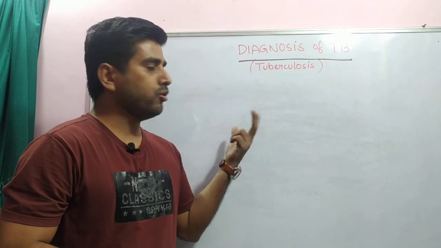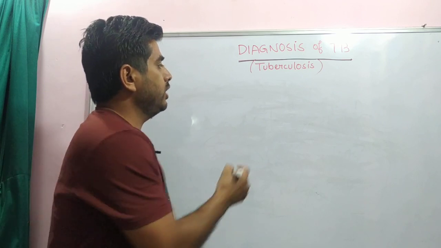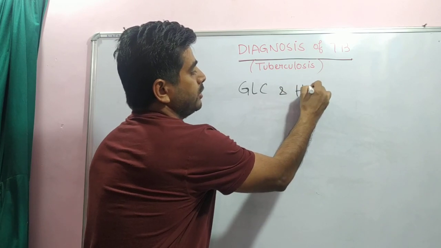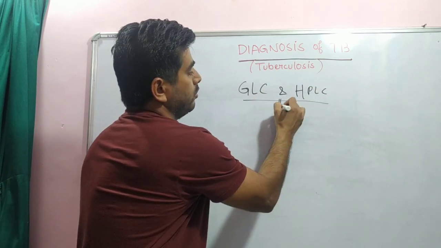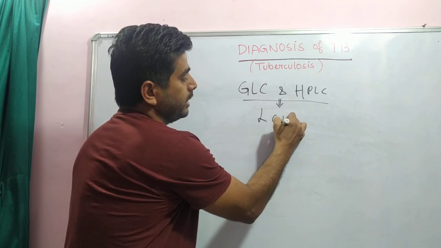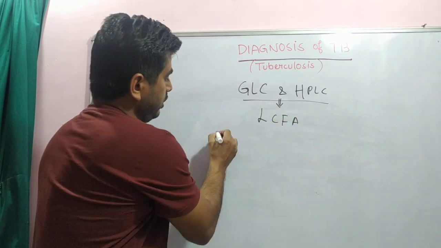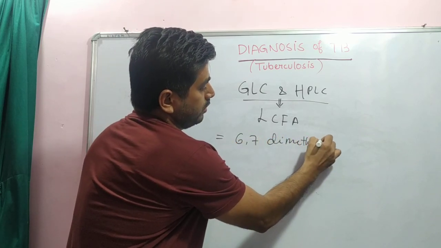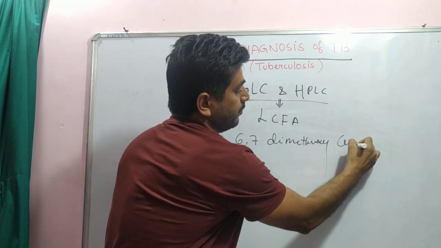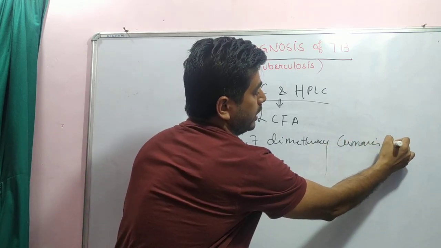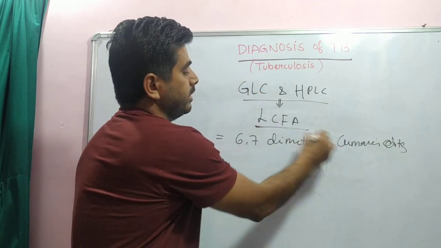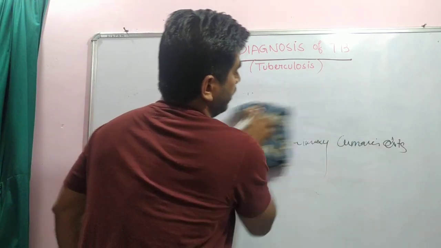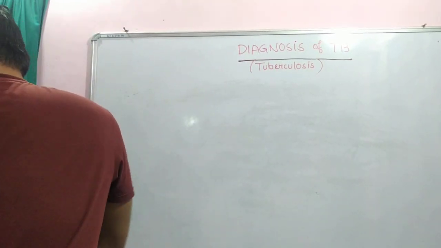In this video, we will talk about the automated diagnostic system. Before this, we talked about GLC, gas liquid chromatography, and HPLC, high performance liquid chromatography. With these we can identify the cellular long chain fatty acids in this organism, and we usually use 6,7-dimethoxy coumarin ester. This is the fluorescent dye we use, and we can diagnose the long chain fatty acid in the organism.